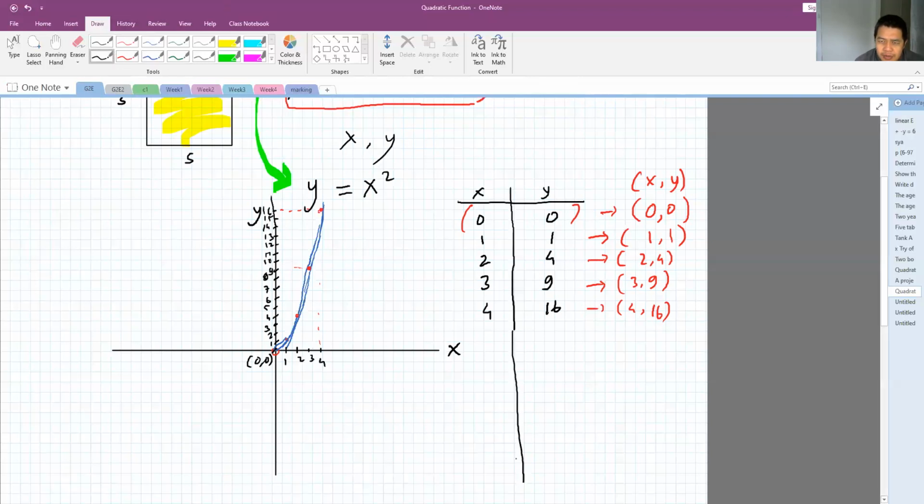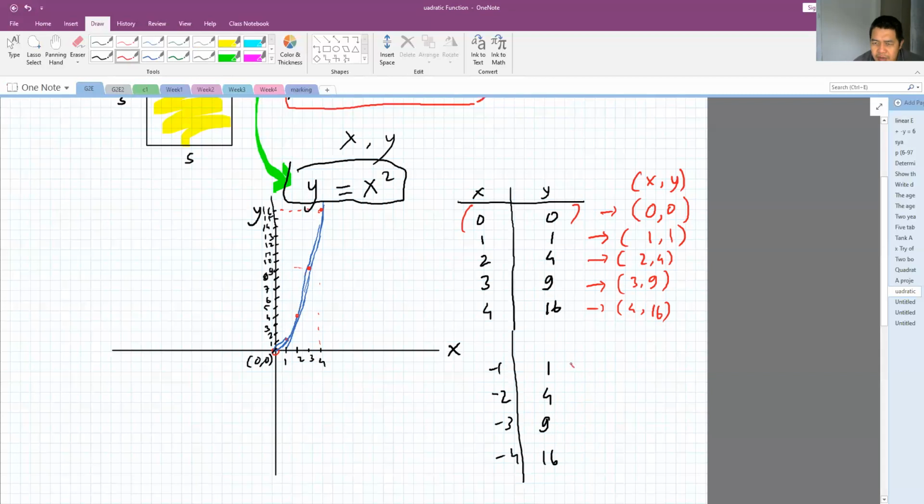So for example, if you have a negative value for x, say x equal to -1, when you put it into the relation y equal to x squared, that gives you y equal to -1 squared, which is 1, right? And when the x value is -2, it gives you -2 squared, which is 4. Then -3 squared is 9, and -4 squared is 16.